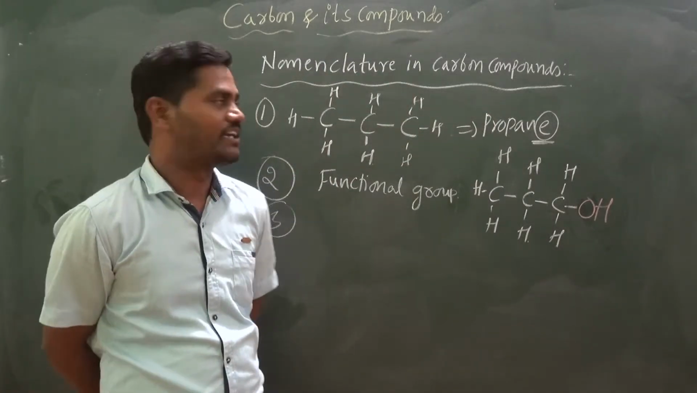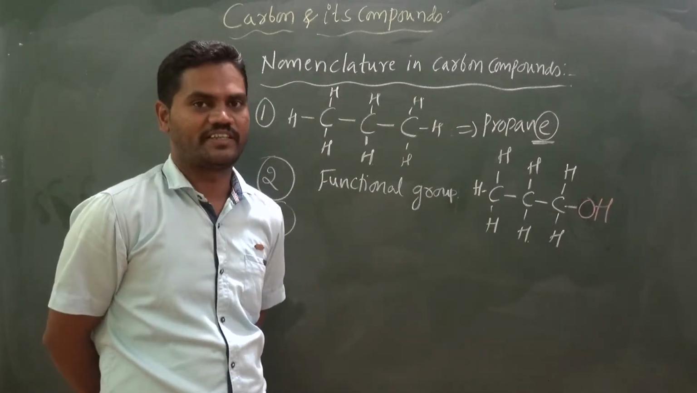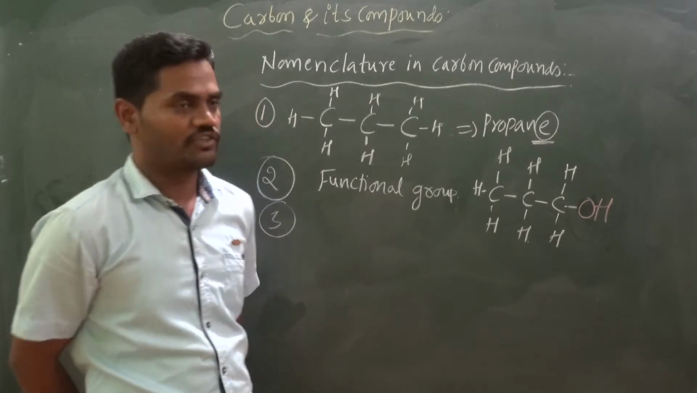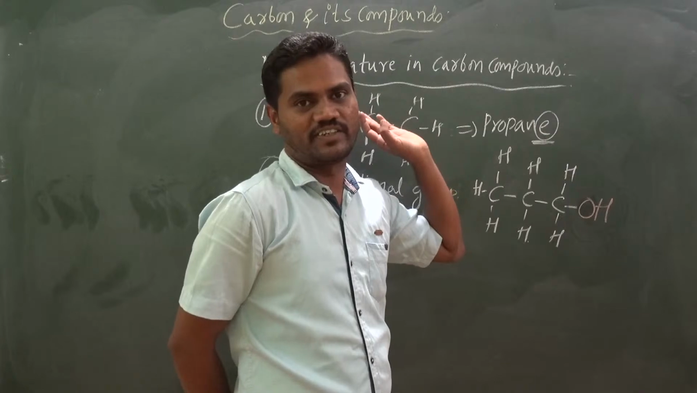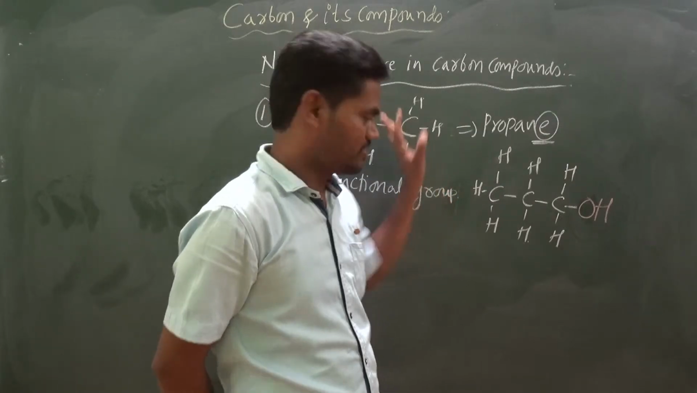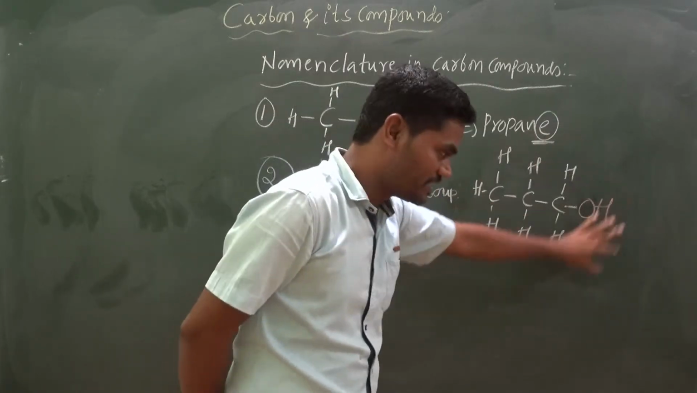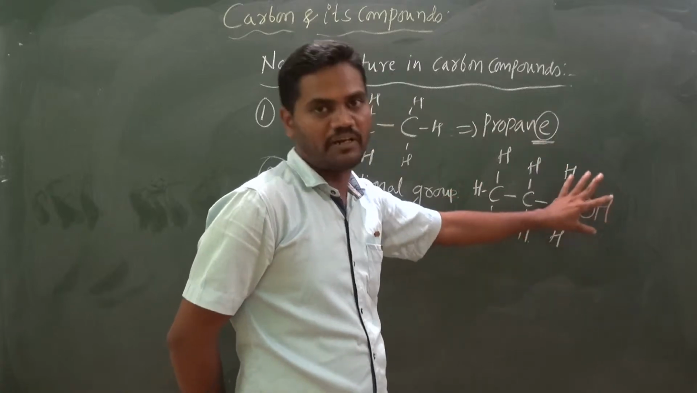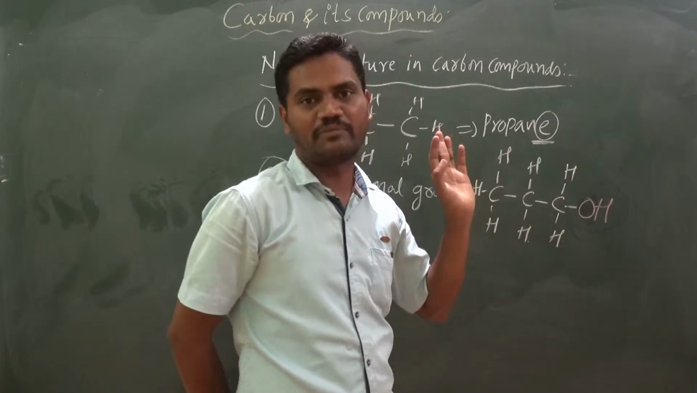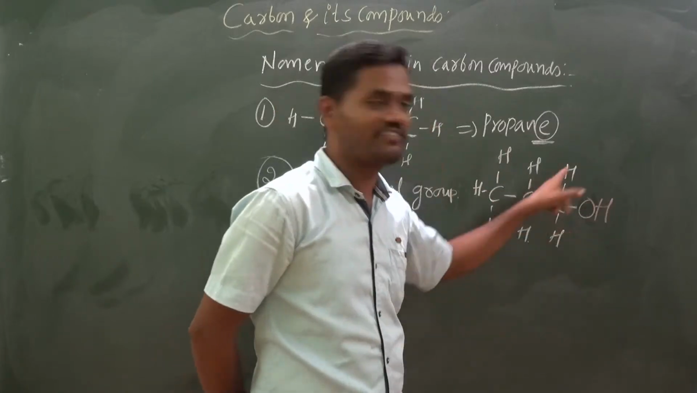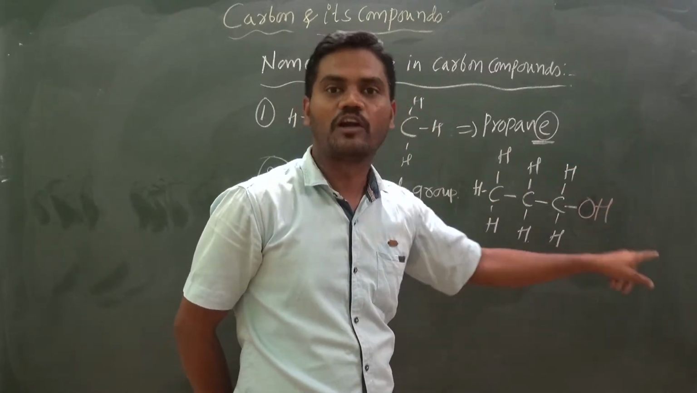Okay, they are given a function as a suffix. So you have to delete this E and add a suffix. That is very important. Suppose I take this as the example. I see 1, 2, 3: three carbon atoms with the OH group, which means it definitely belongs to the alcohol family.